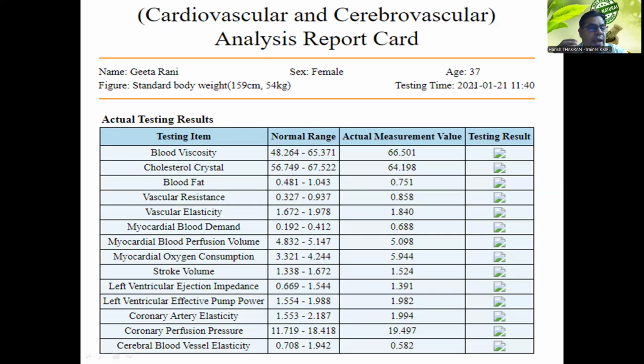This report card gives an indication about how good is the flexibility of our brain blood vessels. The vessels which carry blood to our brain are called cerebral blood vessels. And if the elasticity or flexibility of those brain vessels is on the lower side, you may feel regular headache, migraine, low memory, low concentration, low focus, and you may feel irritation.